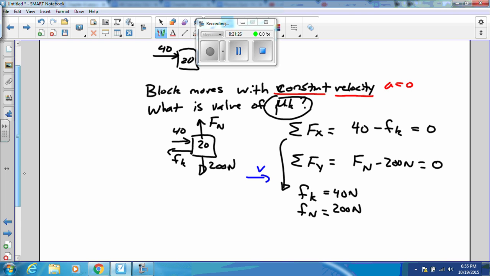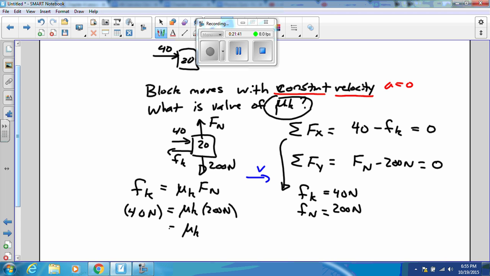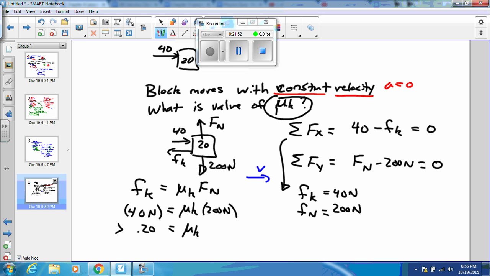I'm happy with myself, but for one thing, I'm looking for the value of mu k. And I say, yes, I remember. The force of kinetic friction is equal to mu k times the normal, and I have both of these values. And therefore, dividing both sides, I get mu k is equal to 0.20.